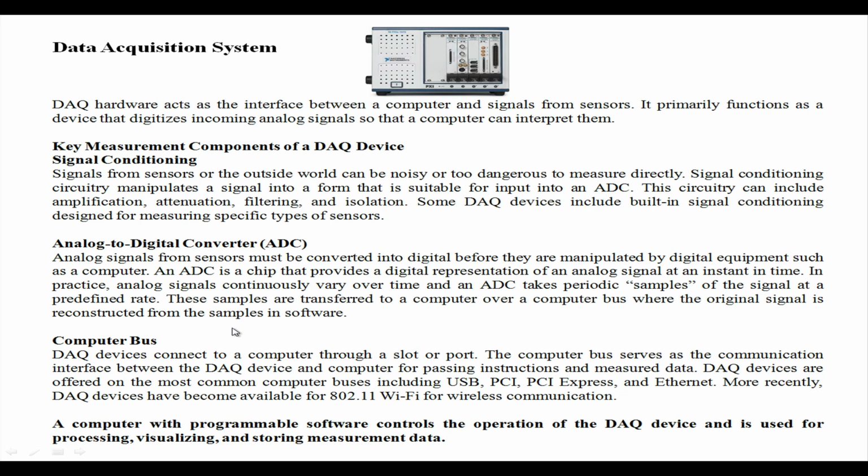We have just briefly mentioned them. So what you are doing in a data acquisition system, which is often mentioned in brief as DAC in the experimental world, is this: the DAC hardware acts as the interface between a computer and signals arriving from sensors. Signals could be different kinds: pressure, force, temperature and things like that.